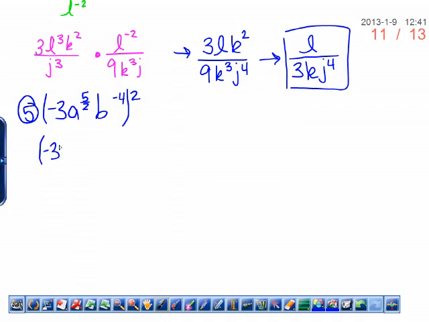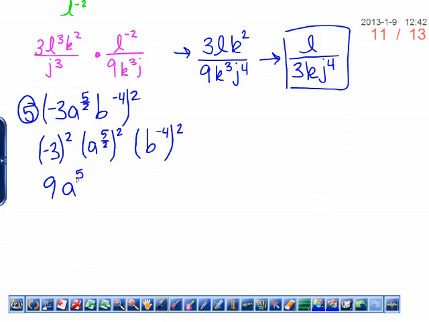-3 squared, and then I did A squared and B squared. Okay, so you took each term and you squared it. Yes. Okay? -3 squared is 9. Okay, a to the 5/2 squared. What are we going to do with those exponents? We're going to multiply them. So 5/2 times 2 is just 5. Oh, okay. Because it's like 2 over 1.